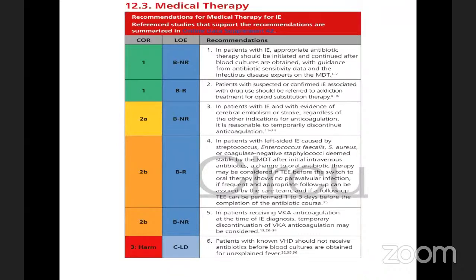Class 2B: in patients who are receiving a vitamin K antagonist anticoagulant at the time of infective endocarditis diagnosis, it is reasonable to temporarily discontinue the vitamin K antagonist anticoagulant.